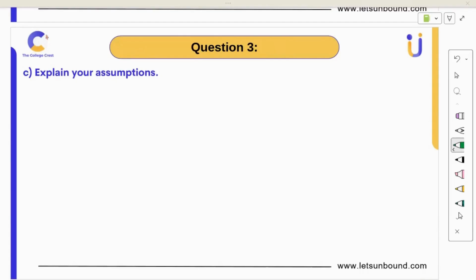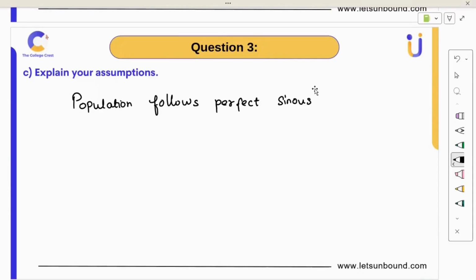Now, let's list out some assumptions. From midnight, the population attains a maximum, then goes to a minimum value. So we are taking that as a perfect sinusoidal pattern. First, we observe that the population of bacteria follows a perfect sinusoidal pattern, not a random one. It's not a regression, so we directly go for the perfect sinusoid. For 24 hours only, not after that. Over 24 hours, you can mention that as well.